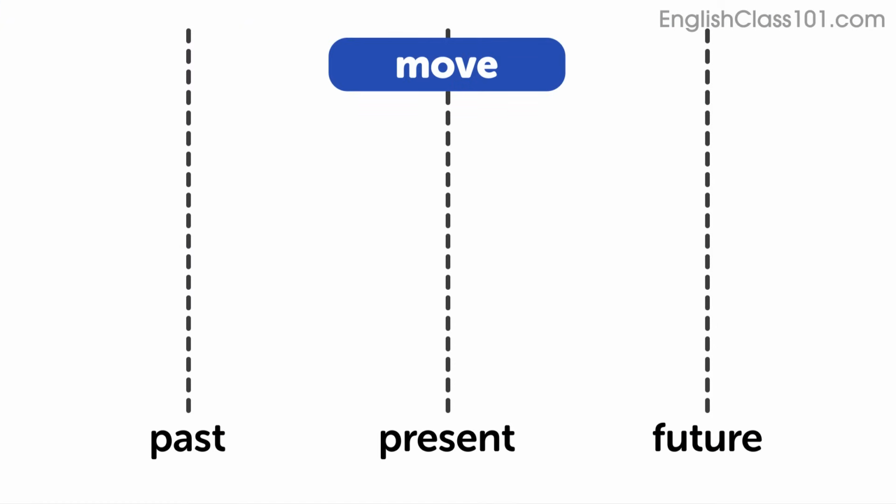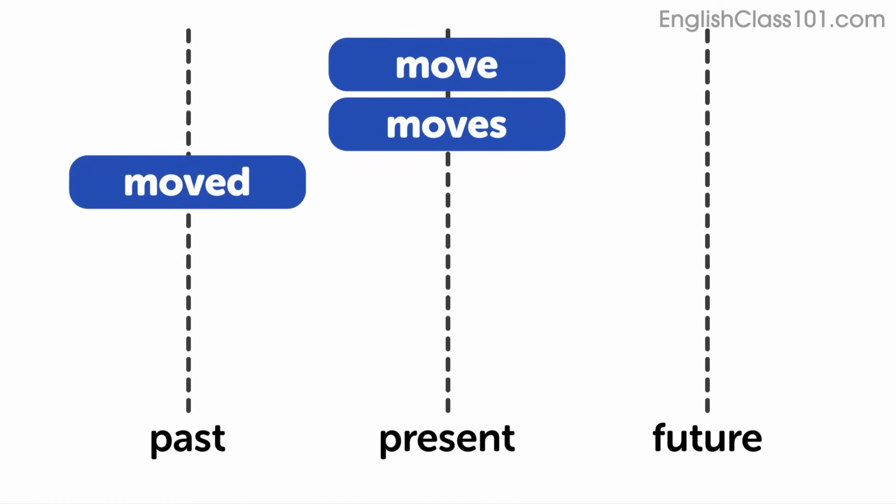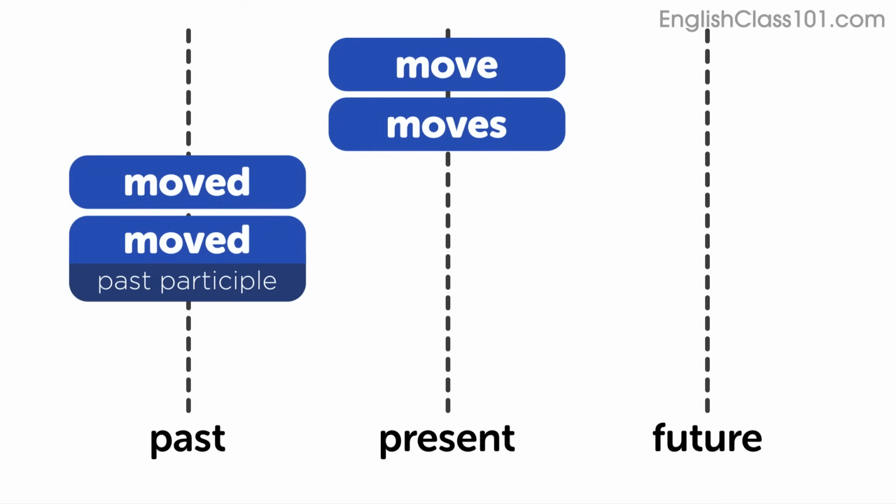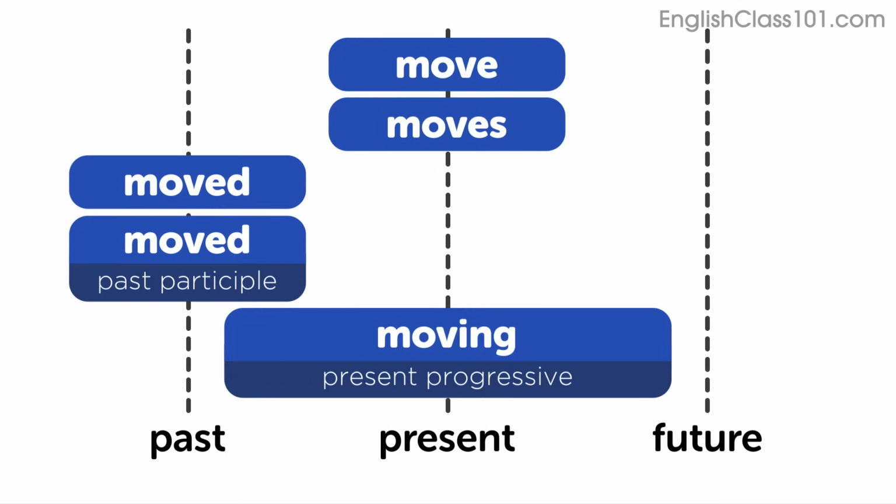In this episode, we're going to talk about the verb move. Let's look at the basic meaning of the verb move. So the basic definition of the verb move is to go to a different place or a different condition. Let's look at the conjugations of this verb. Present, move, moves. Past, moved. Past participle, moved. Progressive, moving.